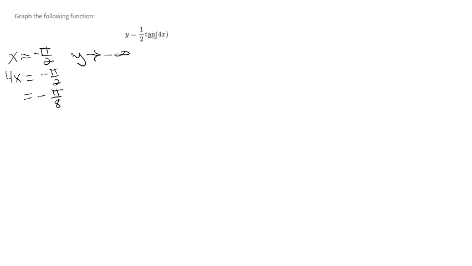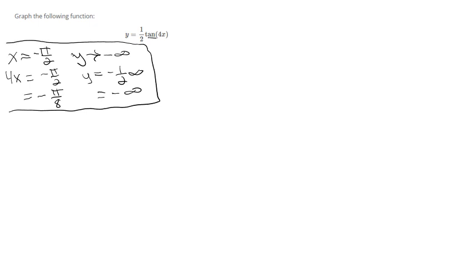What's happening to y? It's being multiplied by 1/2. Anything multiplied to infinity is still infinity, so negative infinity. So there's our first asymptote. Our second asymptote, if you think about it, really is just going to be a positive. If you add pi, well, I ain't going to say nothing. All right, so let's just do it.